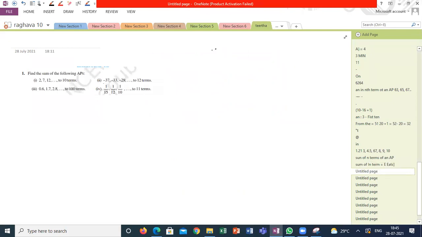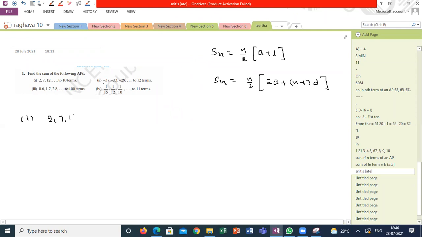Generally, sum of n terms will be represented with Sn. Sn will be written as n by 2 into (a plus L), where L is the last term, an is the nth term. Or Sn can be written as n by 2 into (2a plus (n minus 1) into d). Based on the situation, you have to use the formula. Both represent the same. In the first question, they are asking 2, 7, 12, and so on, up to 10 terms.